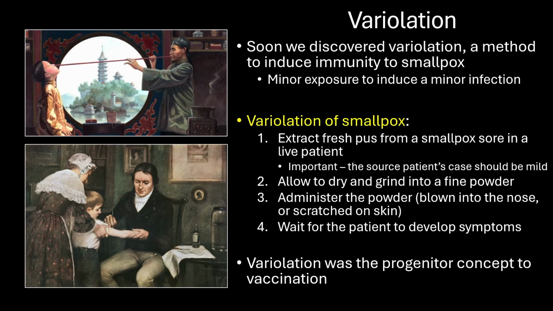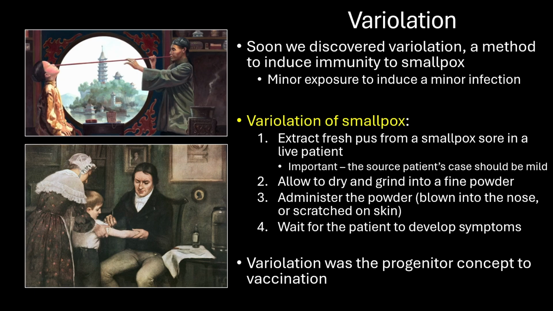However, people figured out that if you exposed a person to smallpox under very specific conditions, you could create a comparatively mild smallpox infection that would then protect them for the rest of their life against that disease. So this process was called variolation.